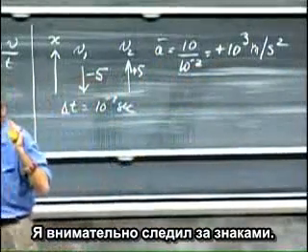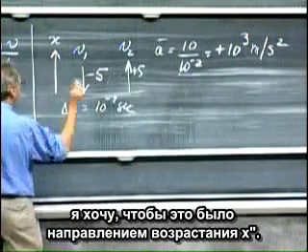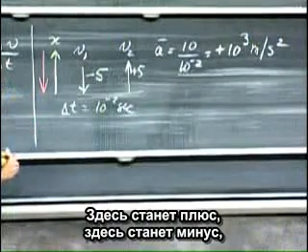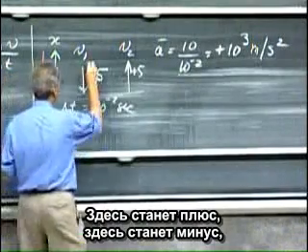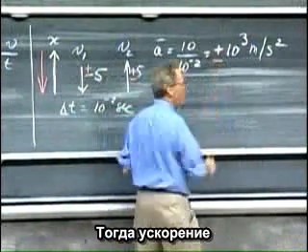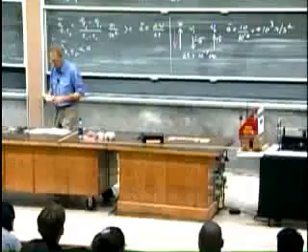I have observed carefully the signs. If now I say, aha, I don't like this, I want to call this the value of increasing x. No big deal. This will become a plus, this will become a minus, and then this would become a minus. So then the acceleration is minus 1,000 meters per second squared.